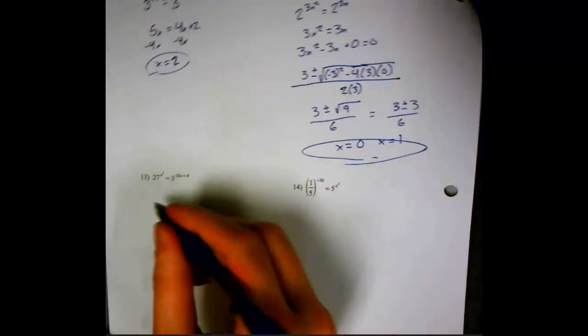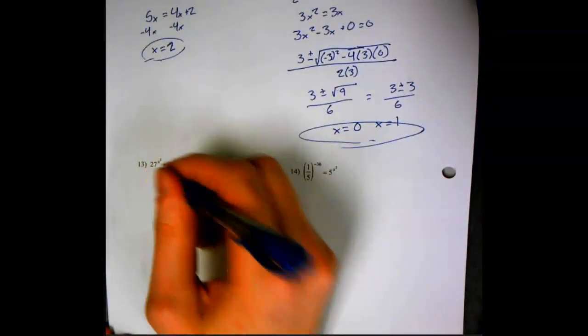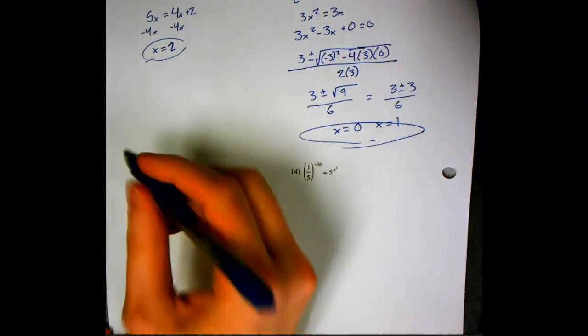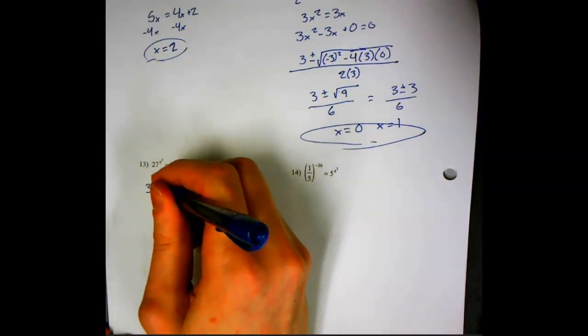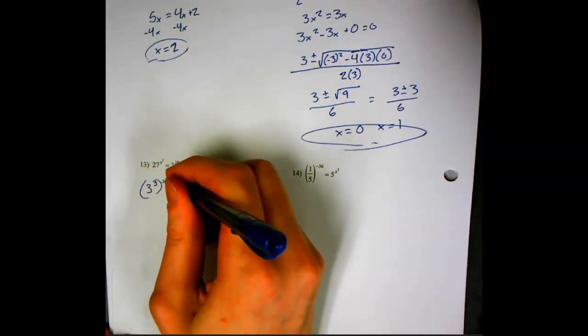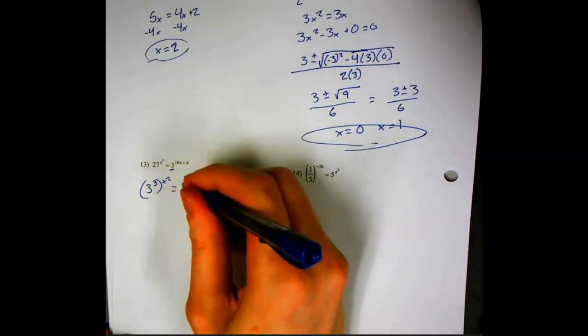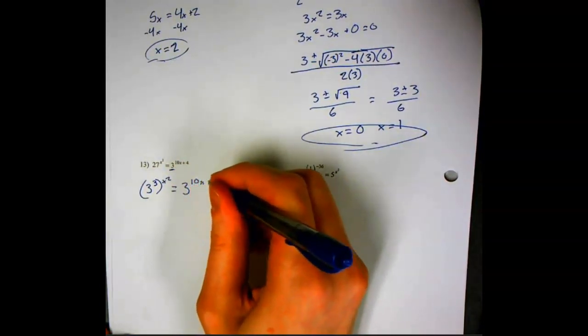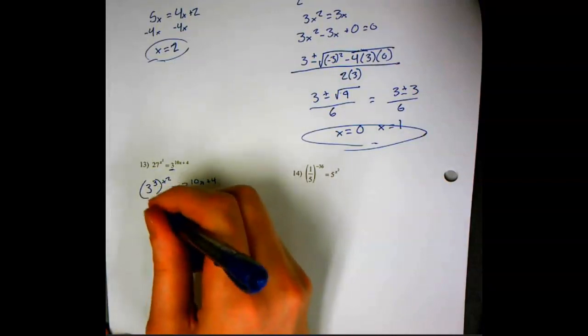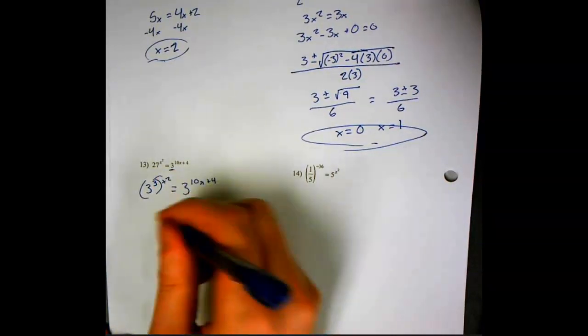So x will equal 0 or 1. For problem 13, again, we need to make this the same base. So we'll have 3 to the third x squared equals 3 to the 10x plus 4. Distribute that, set them equal to each other.